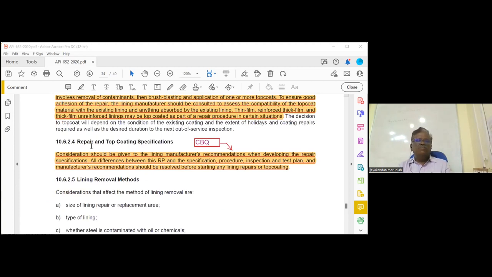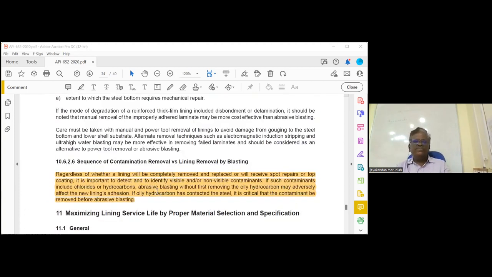Then repair and top coating specification 10.6.2.4. Consideration should be given to the lining manufacturer recommendation when developing the repair specification. All differences between this RP and the specification, procedure, inspection and test plan, and the manufacturer recommendation should be resolved before starting any lining repairs. Suppose any contradiction between the specification, manufacturer recommendation, and 652, we have to first resolve it, deciding which way we are going to do this before starting.